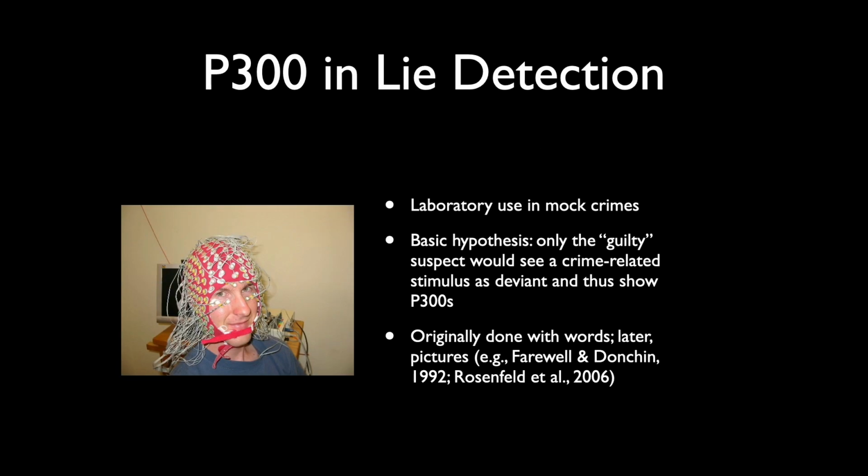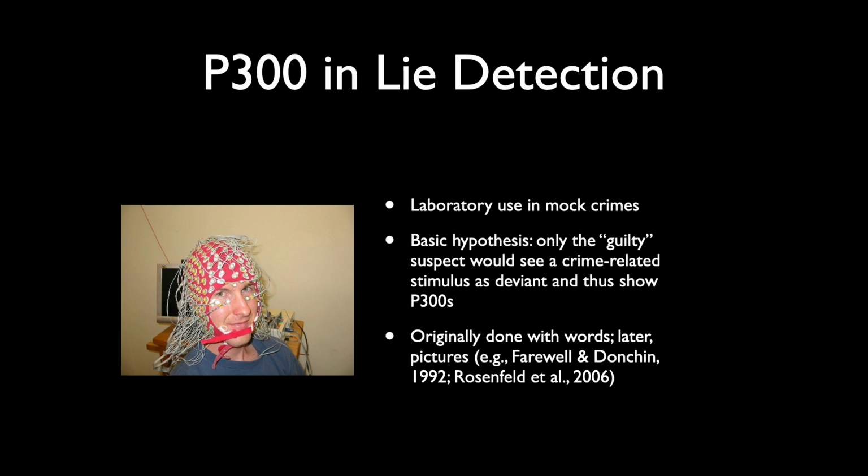So what they do is they'll create a laboratory situation where a person can commit a crime. So the participant kind of role plays, and you tell them, go into the other room, and there's a bunch of objects in there, and I want you to steal one of them and come back and stick it in your pocket, and I won't know what it is, and I'm going to hook you up and try to figure it out. So they put this cap on the person's head to measure their ERPs. And the basic hypothesis here is that only the guilty suspect would see a crime-related stimulus as being deviant, and thus show a P300.